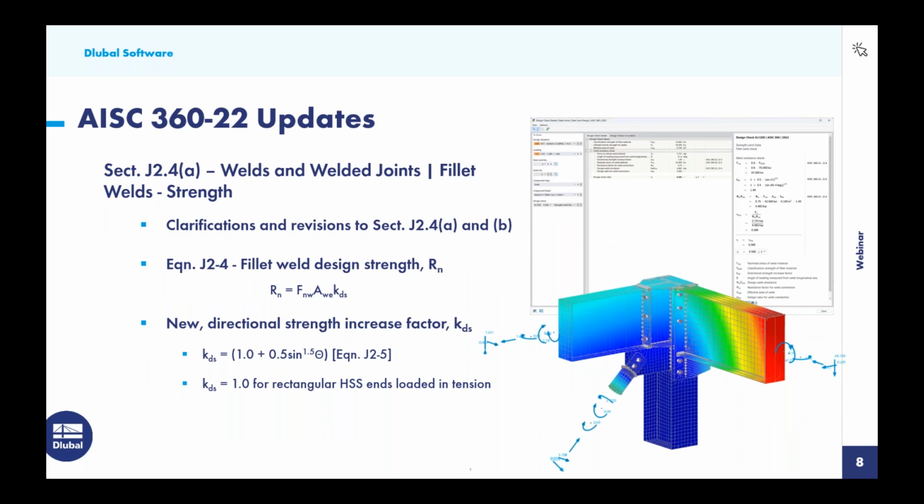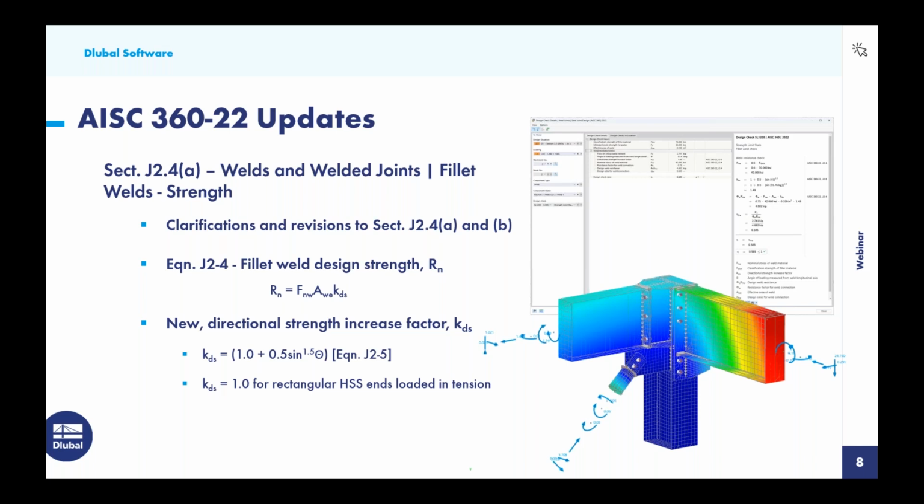So turning now to the AISC 360, the new 2022 updates that are relevant for RFEM only. And so we're talking about specifically connection design. This list is rather short, just one simple section here to consider. Section J2.4a for welds and welded joints, in particular the fillet weld strength calculations. There were some clarifications and revisions made to section J2.4a and b.